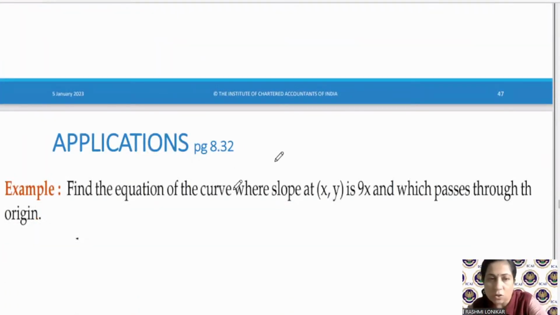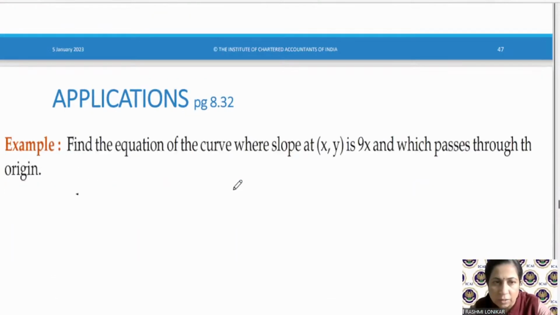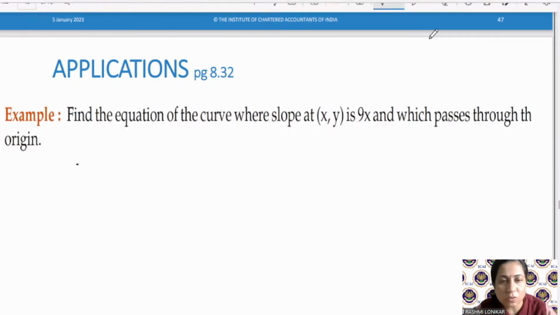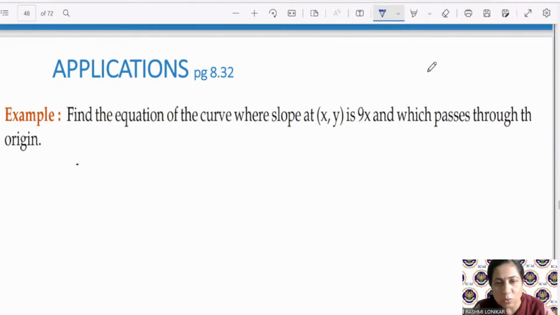Now we are going to talk about one application that is on page 8.32. That is finding the equation of the curve when the slope is given. In derivative, what we do is the function is given and then we find the gradient or the slope of the function. Here we are doing the opposite. The slope is already given to you and you need to find out the equation. So find the equation of the curve when slope at xy is 9x and which passes through origin.